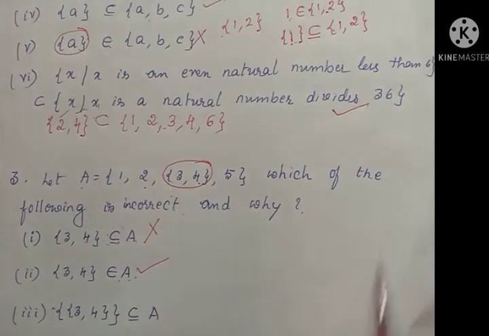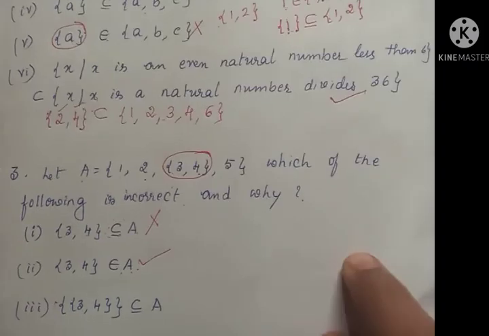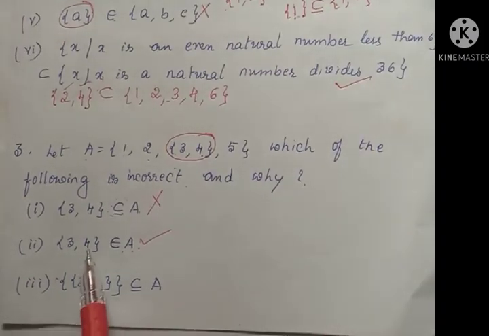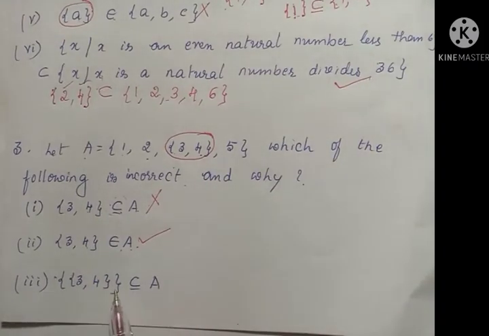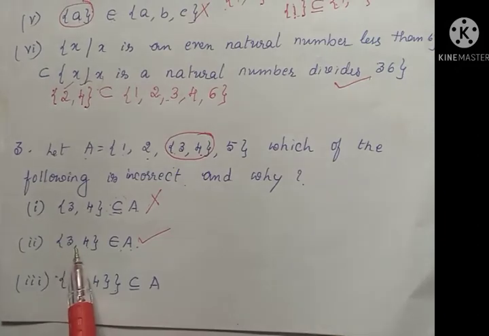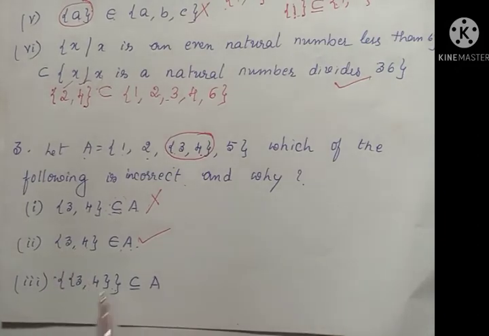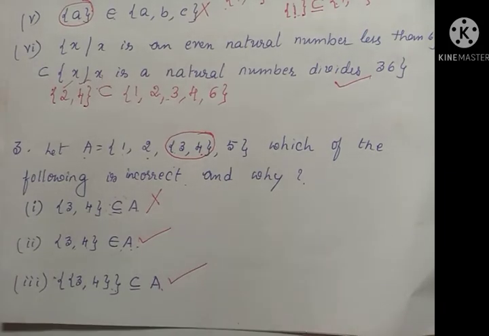Next, third one. If I write this one within the flower bracket, then this becomes a subset of A. This is okay. So this is a correct statement.